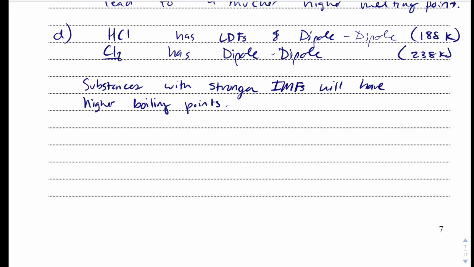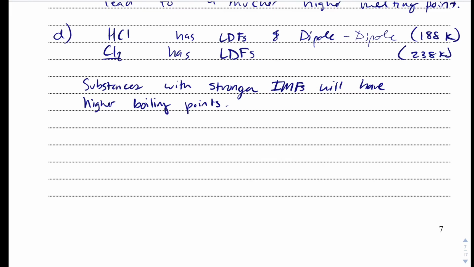And I've just noticed I said something wrong. Cl2 does not have dipole-dipole. I meant to say LDFs. So I apologize if you were confused there for a second. So why would Cl2 have stronger intermolecular forces? And a thing that you'll need to know is that more electrons leads to stronger LDFs. Okay, so I'm sure we're going to say that somewhere here in this answer.